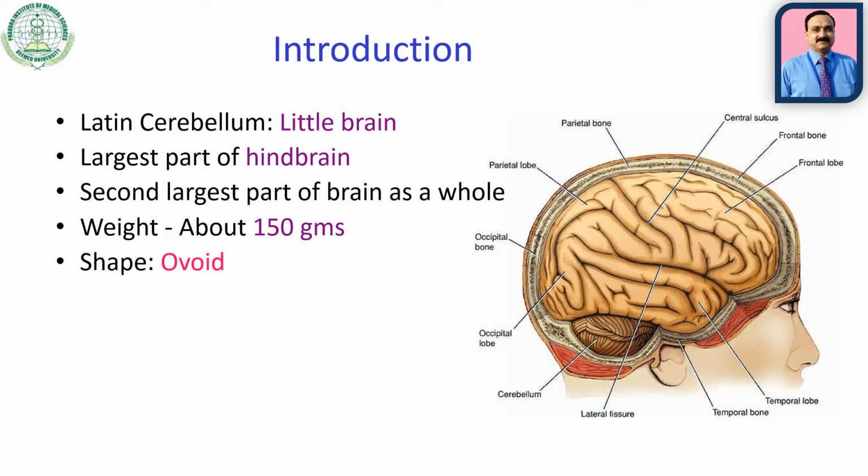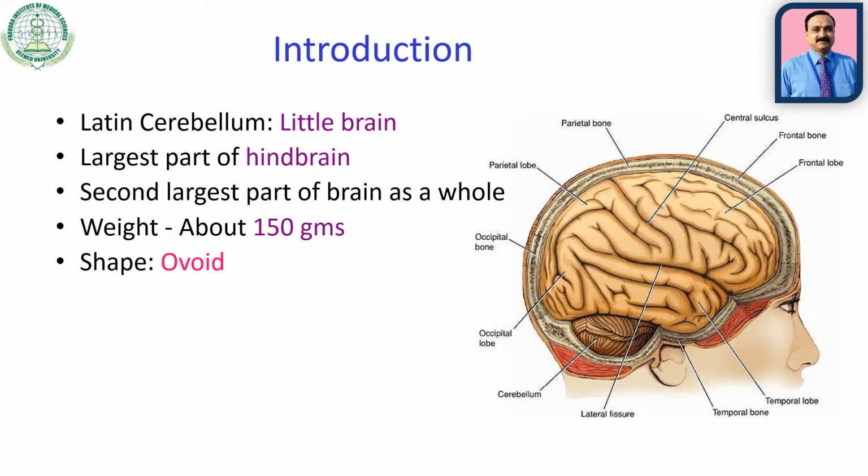And if you see the proportion of the cerebrum and cerebellum in adult, it is 1:8. So if you see the size of the brain and size of the cerebellum, it is 1:8 in adult, while in infant it is 1:20.